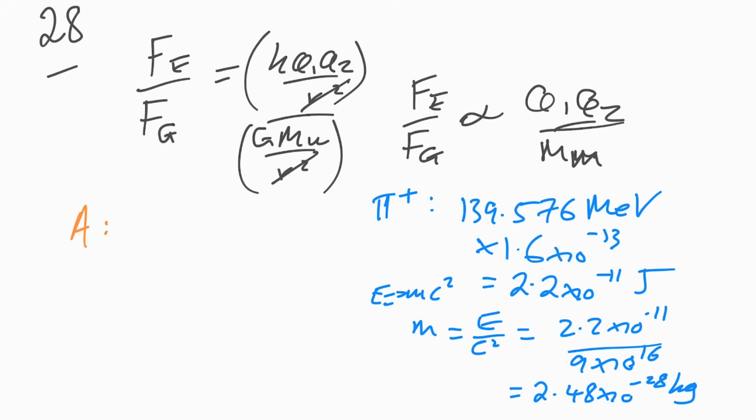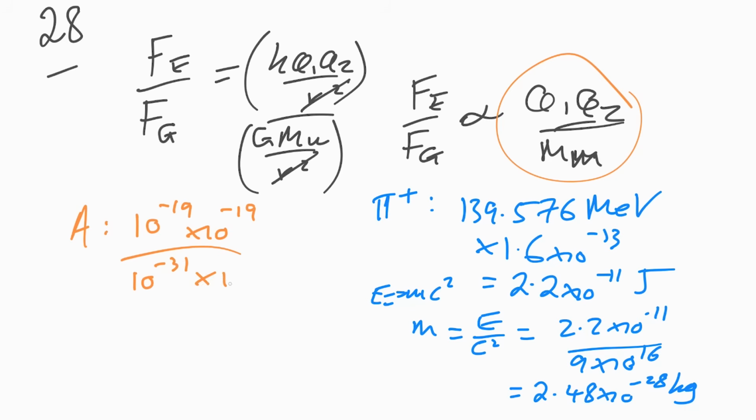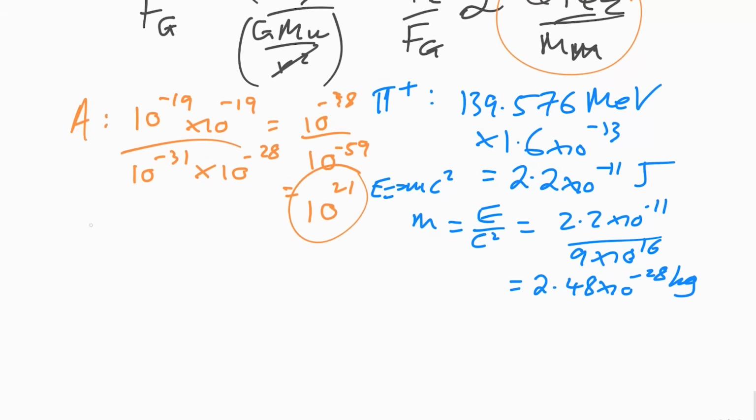Okay, so an electron and a positive pion. So that's going to be this value here. The magnitude is just times 10 to the minus 19 in both cases. And then the mass is going to be, well, an electron is times 10 to the minus 31. And then this is times 10 to the minus 28. And so that's going to be on top, 10 to the minus 38 divided by 10 to the minus, what's that going to be? 59. And so that's going to be equal to 10 to the 21. Fine. So we got that for A.